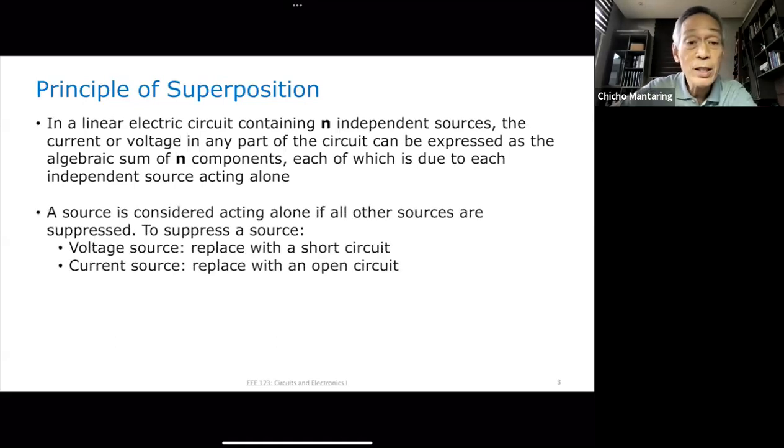Okay, a source is considered acting alone if all the other sources are suppressed. To suppress a source, if it is a voltage source, you replace it with a short circuit. If it is a current source, you replace it with an open circuit. That's how you suppress a source. Other times we say reducing the source to 0. Ulit, no? Voltage source replaced with a short, current source replaced with an open circuit. Let's jump into an example.